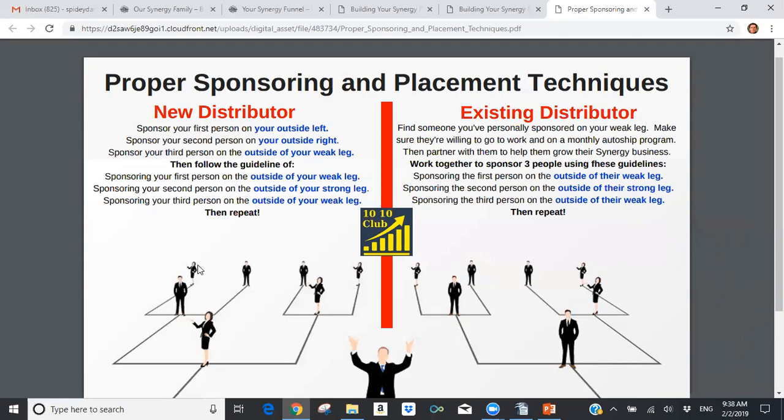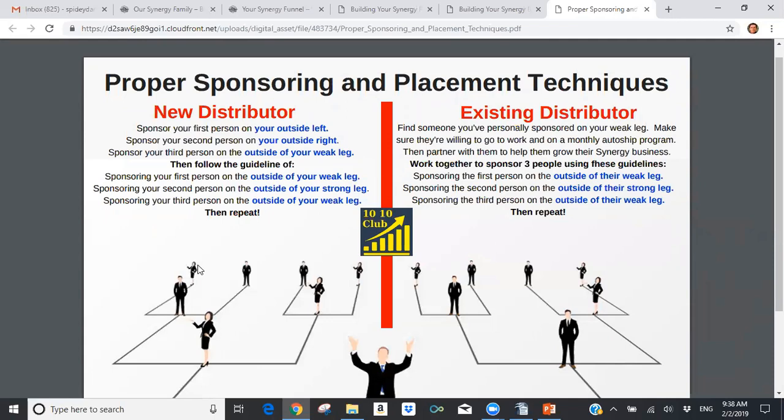Does that sound good to you, that we would partner together? We still sponsor our own individuals, but we work together that when we're ready to sponsor someone, we look into your organization and see where it's best to place that individual, on the outside of your weak leg, outside of your strong leg, or the outside of your weak leg. And then we repeat the process with the next three that we bring in.